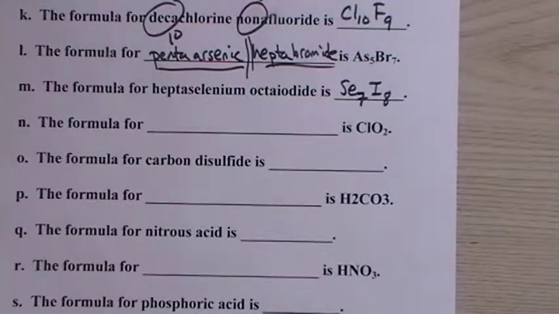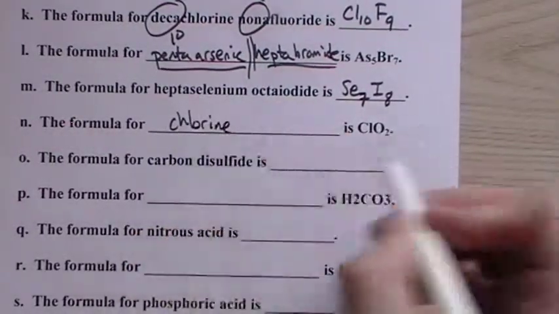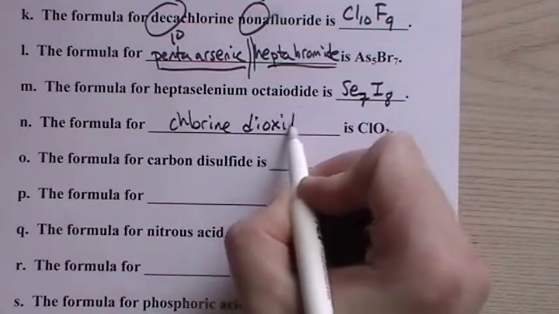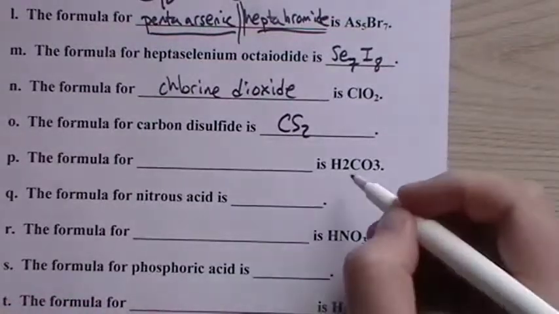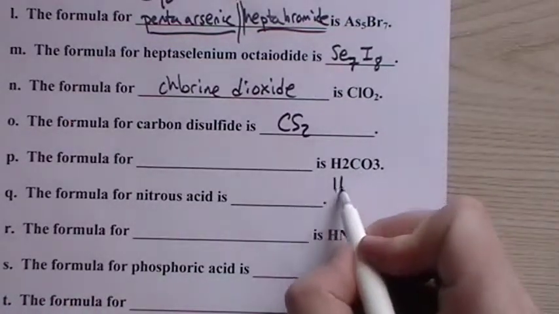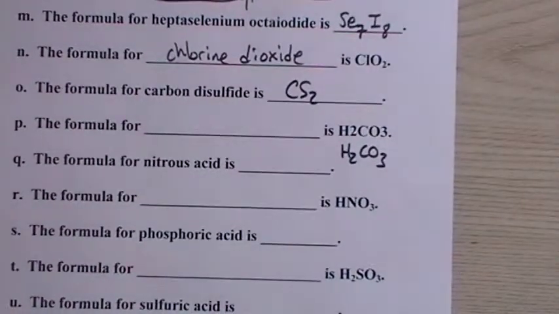The formula for ClO2, so there'd be chlorine dioxide. Then carbon disulfide, CS2. Those are subscripts, sorry about that.